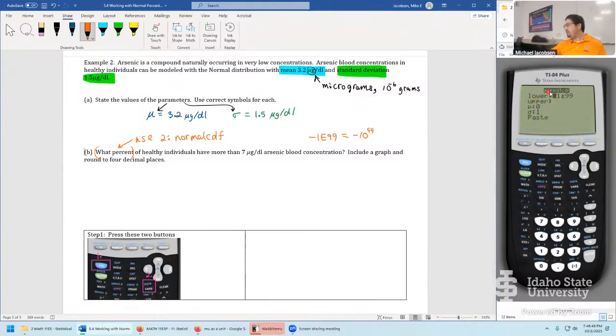And we need to put a number in for all these different things. Mu and sigma is kind of a giveaway, right? It prints a mu and a sigma. But to really know what else goes in here, this is where we'd want to start to draw a picture. It asked, what percent of healthy individuals have more than 7 micrograms per deciliter arsenic blood concentration? Include a graph. I wouldn't dock you on points if you did include a graph, but I put this in pretty much all of my problems on quizzes and exams because this is a good way for me to grade on partial credit. Again, the calculator is like a black box.